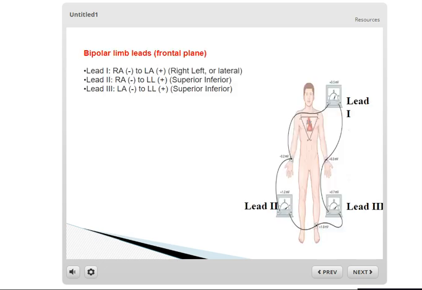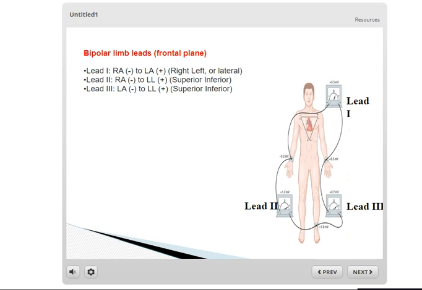This slide shows the bipolar limb leads in the frontal plane of the standard 12-lead ECG. The bipolar limb leads include lead 1, lead 2, and lead 3. Lead 1 represents the right and left or lateral orientation of the electrical activity of the heart. RA means right arm, and LA means the left arm.